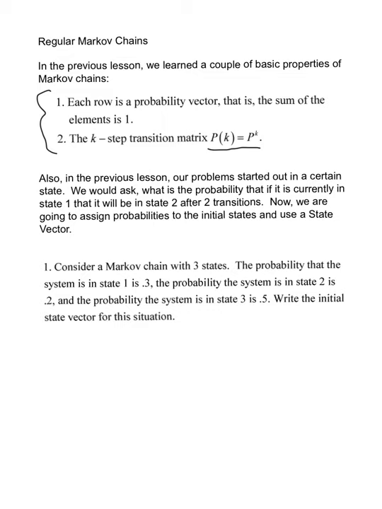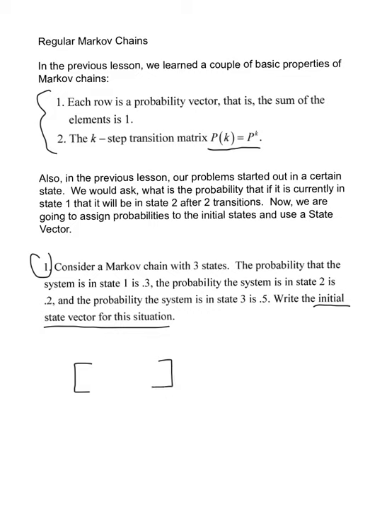So if we look at the first example down here, number 1, we've got 3 states. It says the probability that the system is in state 1 is 0.3, probability it's in state 2 is 0.2, probability it's in state 3 is 0.5, and it says write the initial state vector for the situation. So a vector, remember, is a matrix with just one row, a row vector here.